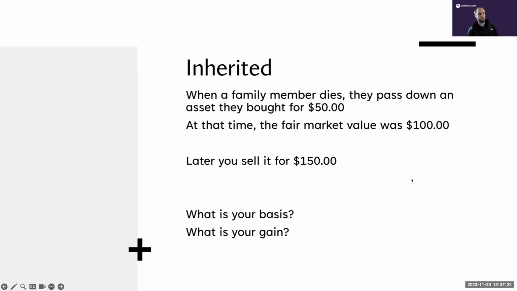And we'll move on to our final situation, which is a family member passed away. They had, kind of similar to these other situations, they had bought an asset for $50. At the time, when they passed away and you inherited it, the fair market value was $100. Later, you sold it for $150. So same questions apply. So what is your basis and what is your gain?